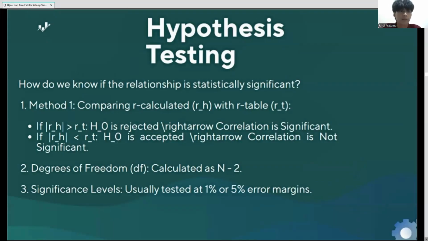Method 1: comparing R calculated, RH, with R table, RT. If RH is greater than RT, H0 is rejected, so the zero correlation is significant. If RH is less than RT, H0 is accepted, so the zero correlation is not significant. Second, degrees of freedom, calculated as n minus 2. Third, significance levels: usually tested at 1% or 5% error margins.